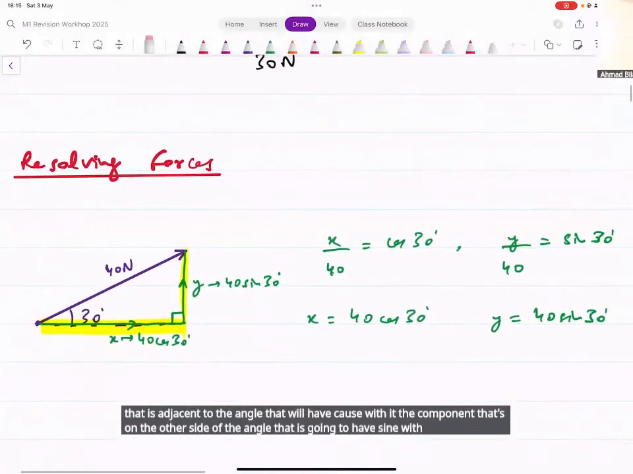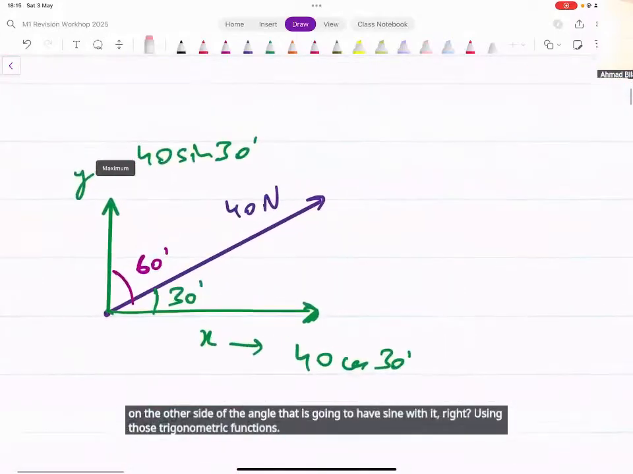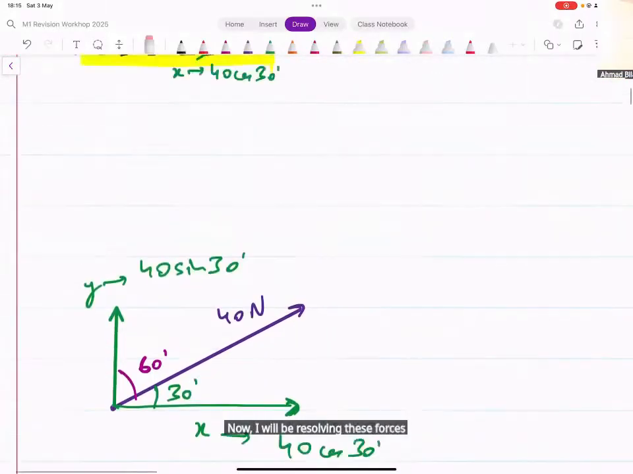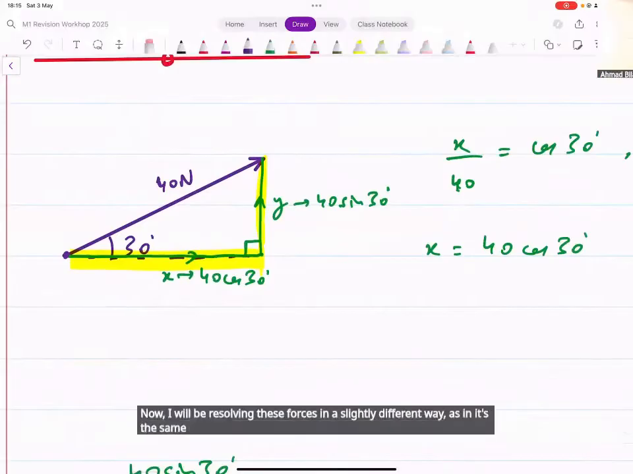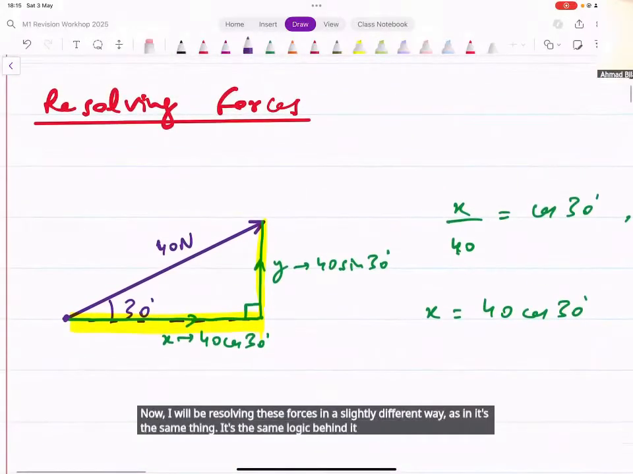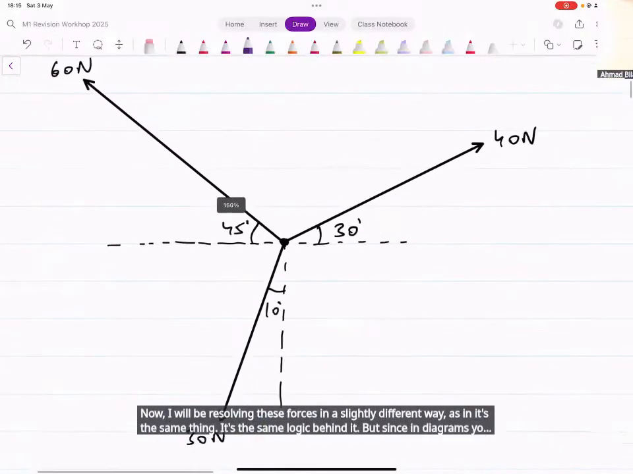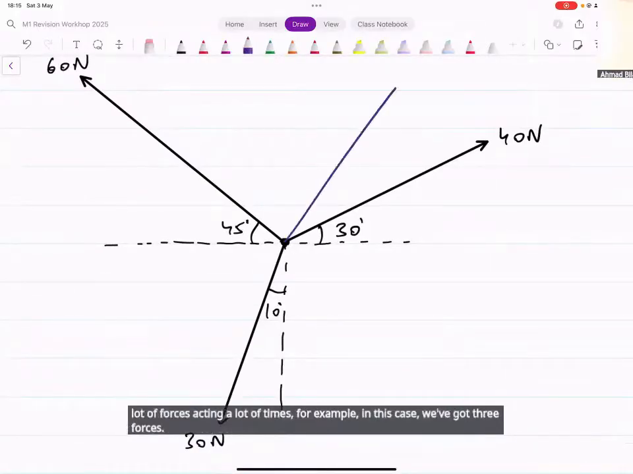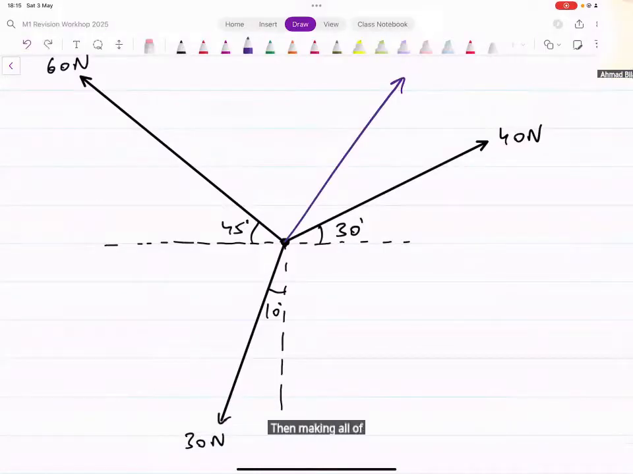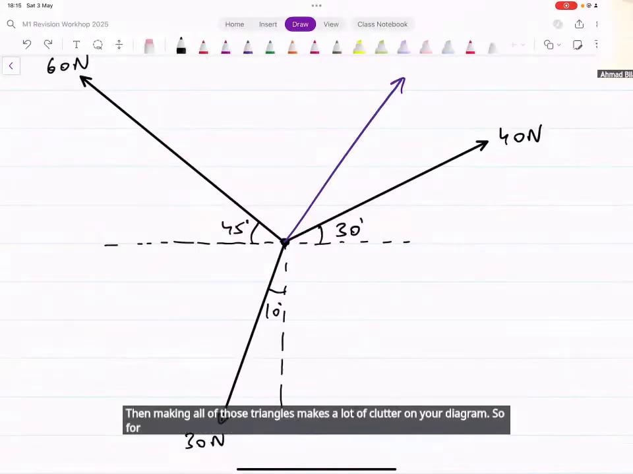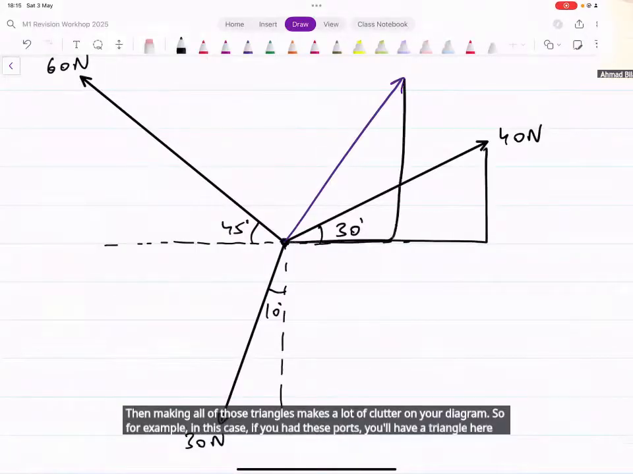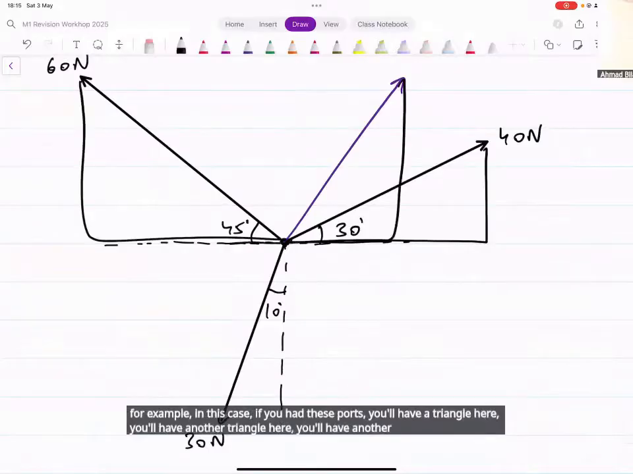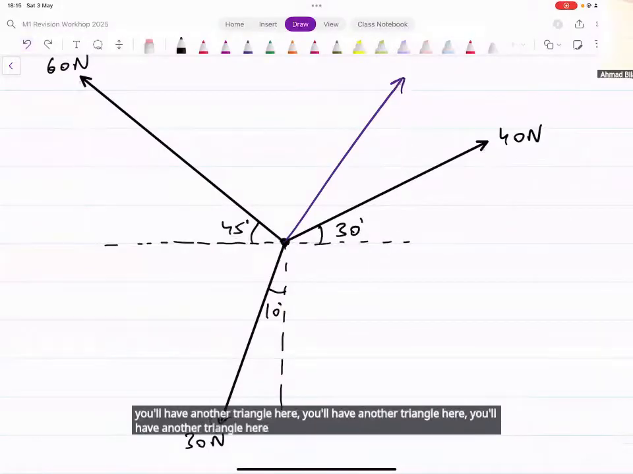Using those trigonometric functions, now I will be resolving these forces in a slightly different way. It's the same logic behind it. But in diagrams, you often have a lot of forces acting. For example, in this case, we've got 3 forces. You could have another force here that acts in this direction. Then making all of those triangles, one here, another here, another here, makes a lot of clutter on your diagram, and that ends up making you do careless errors sometimes.